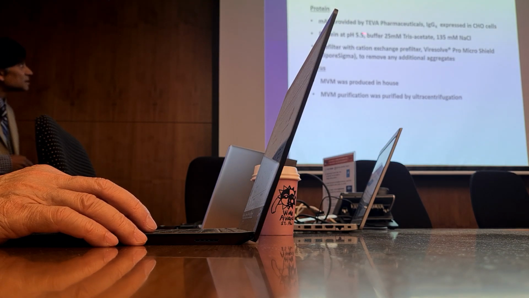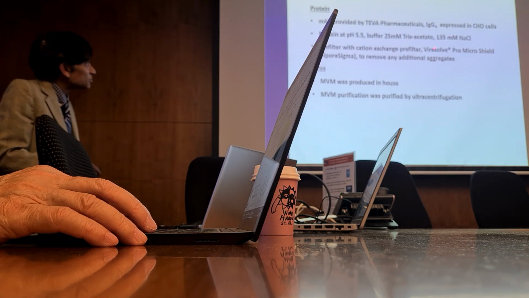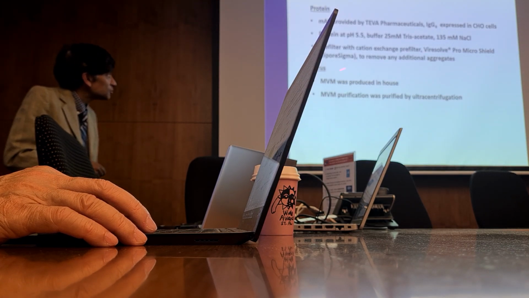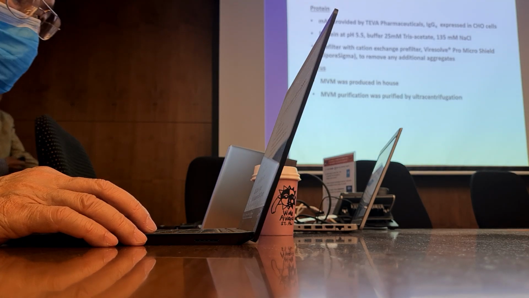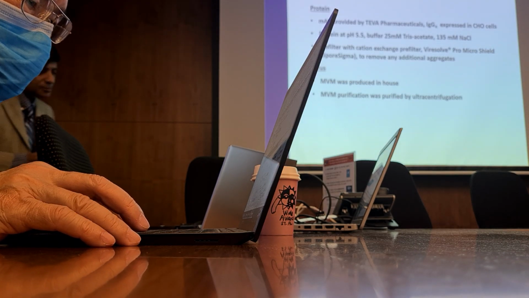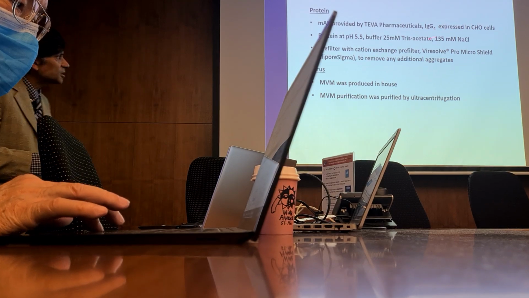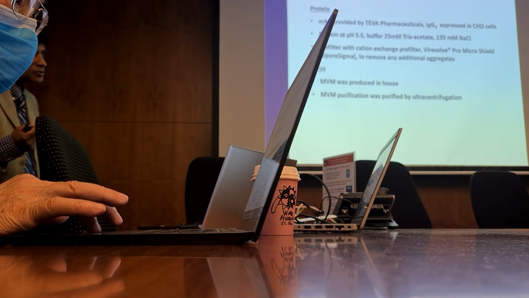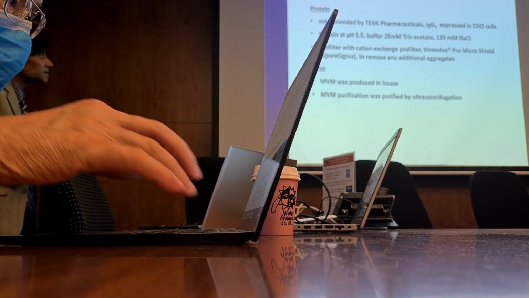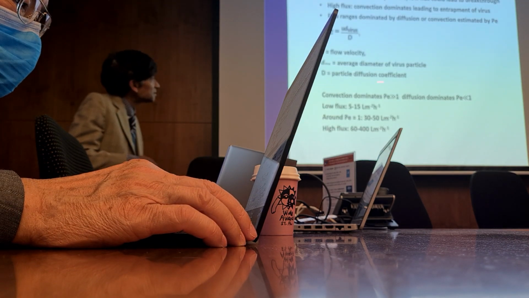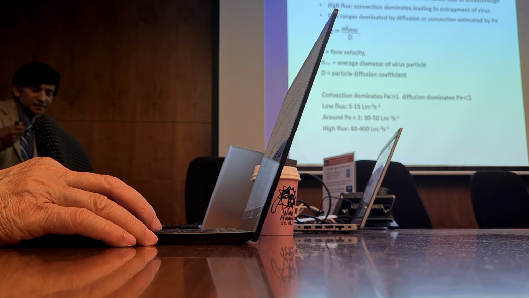So we worked with proteins from biopharmaceuticals. These are the buffer conditions. We did use a pre-filter. I explained about pre-filters earlier. And the virus we used is minute virus of mice. It's an FDA recommended parvovirus. It's typically used to validate adventitious virus clearance. We grow it ourselves and we purify it to a very high level, and we use it in our spike studies.